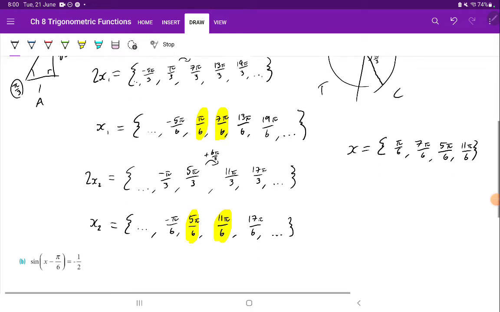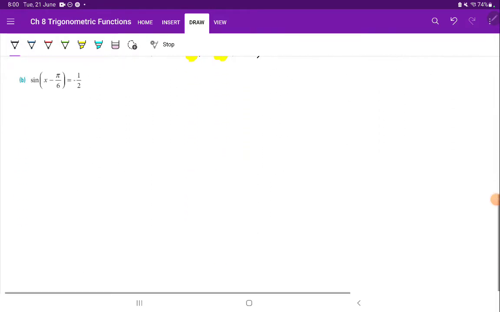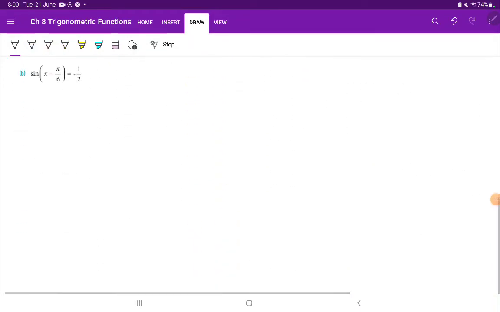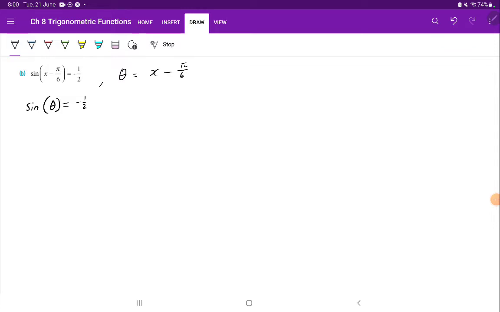Let's repeat it, but this time with some addition and subtraction. Once again, we're still solving between 0 and 2 pi. Alrighty, so once again, make a substitution. So let's say this is just equal to theta. So we're saying theta is equal to x minus pi on 6. Just a clear substitution. Alrighty, we're looking for negative a half. Once again, this is the triangle we're going to need.